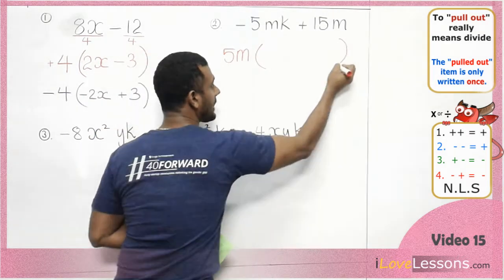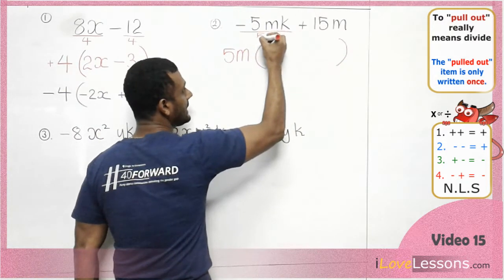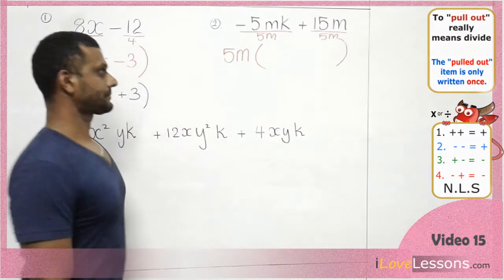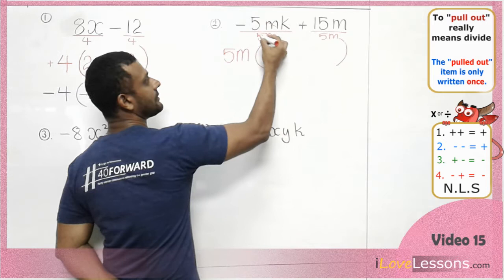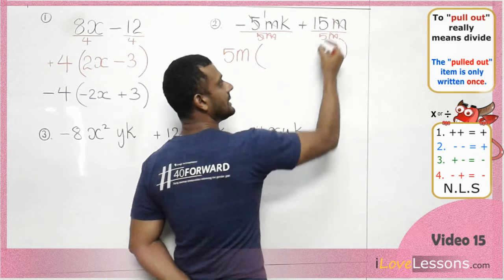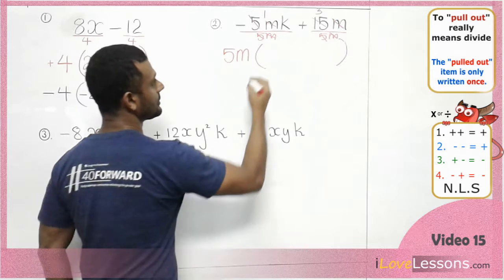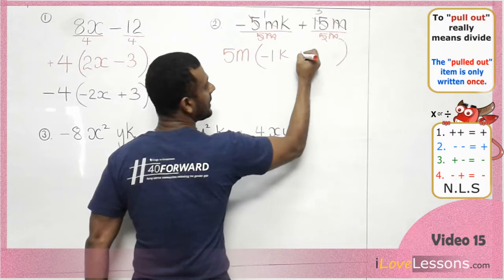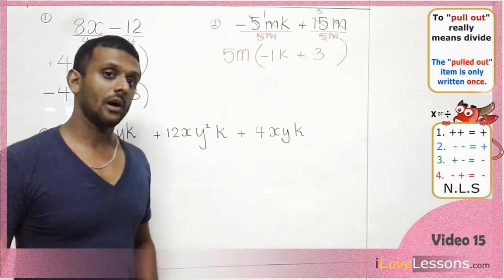What does pulling out 5m really mean? It means that you're visiting everyone here individually and dividing them by 5m. So the m and the m will cancel out. 5 into 5 is 1. The m and the m will cancel out. 5 into 15 is 3. So my final answer will be minus 1k minus the 1 and the k plus 3. And that's about it because the m's got cancelled out.